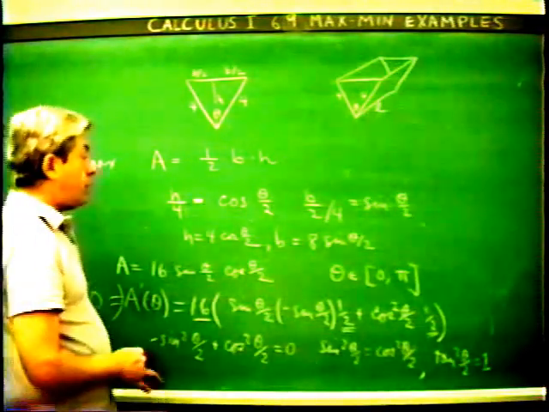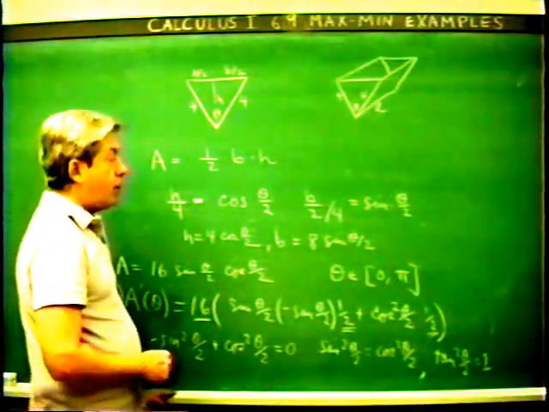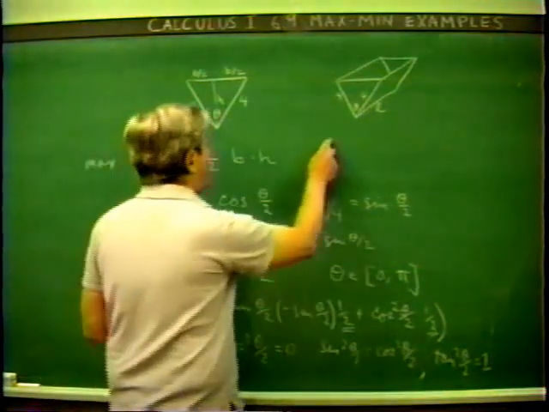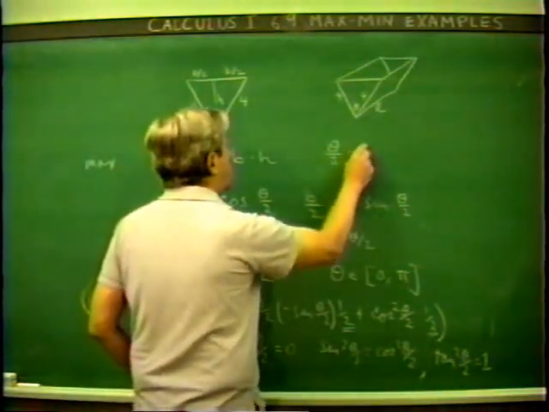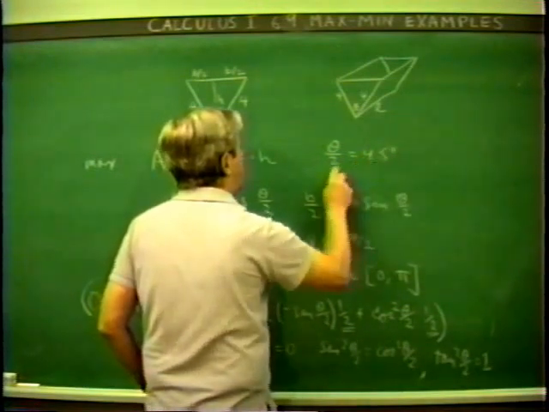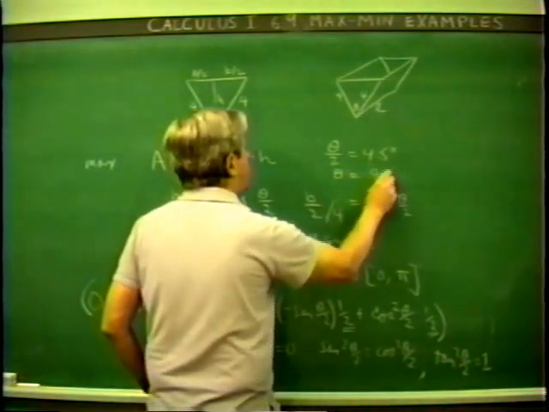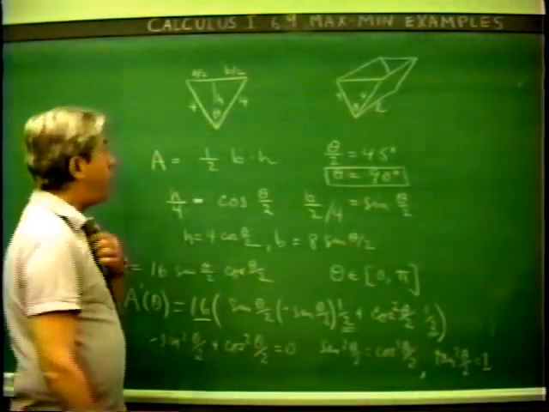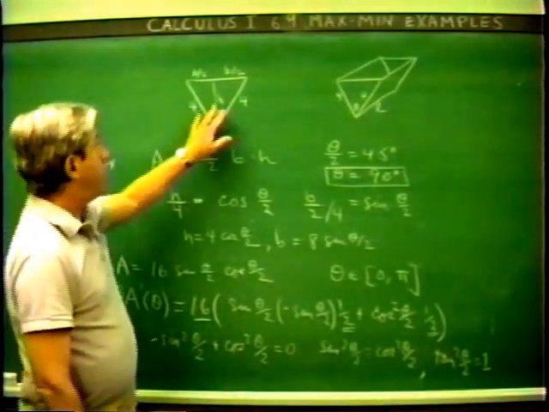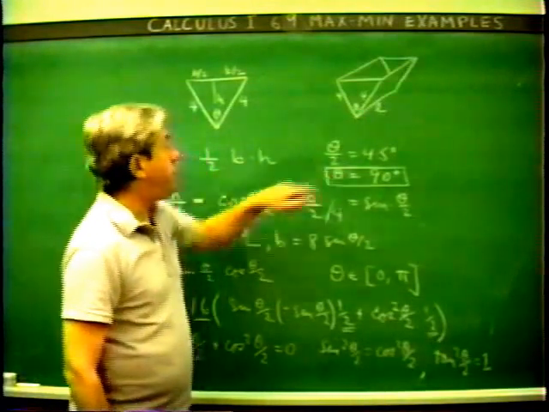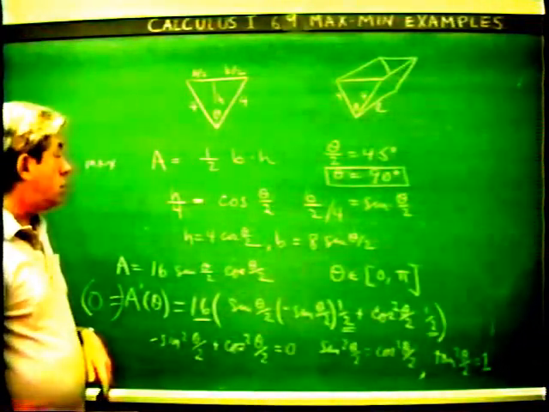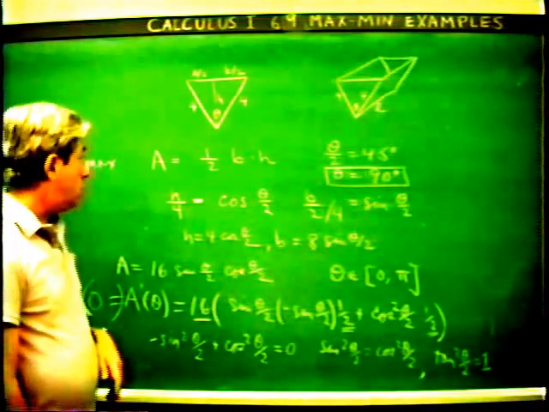Or when tangent of theta over 2 is equal to 1, and the tangent is equal to 1 when the angle is 45 degrees. So we get theta over 2 is 45 degrees, or theta is equal to 90 degrees. So the correct way to make a trough here with the maximum volume is to put an angle at the base here of 90 degrees.